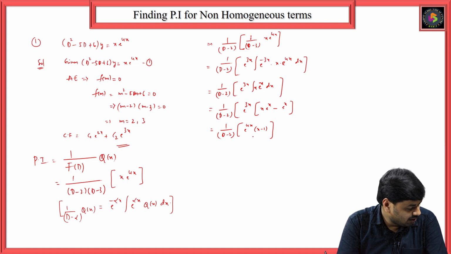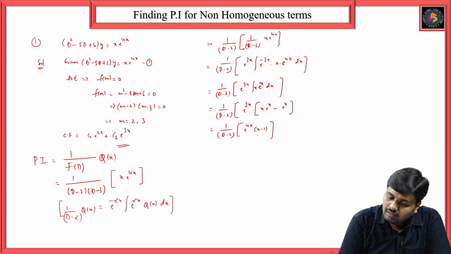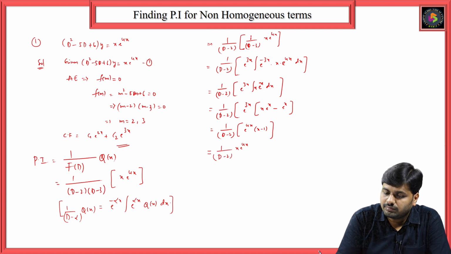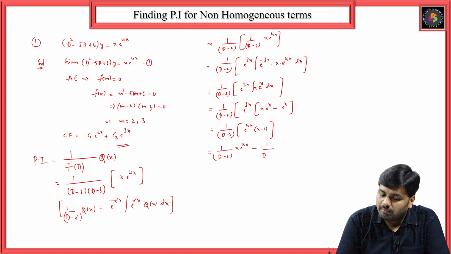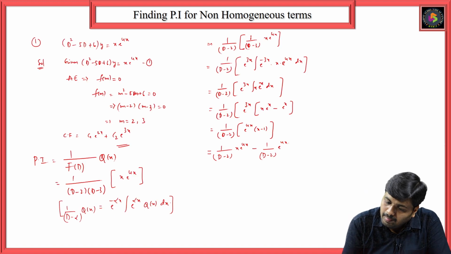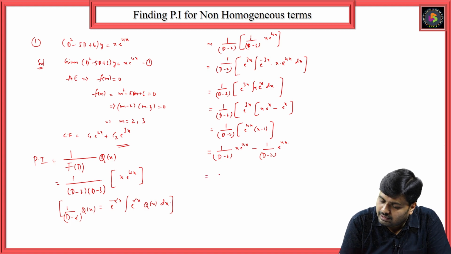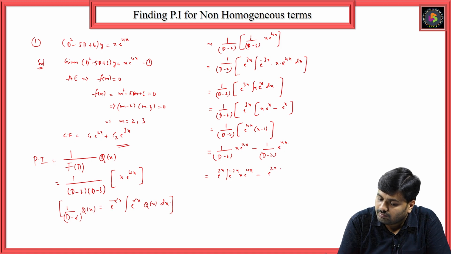Now I'll split into these cases. What I get is 1 by (D minus 2) of x into e power 4x minus 1 by (D minus 2) into e power 4x. Now we have already solved this: 1 by (D minus 2) is e power 2x integration of e power minus 2x into x into e power 4x, minus e power 2x integration of e power minus 2x into e power 4x dx.